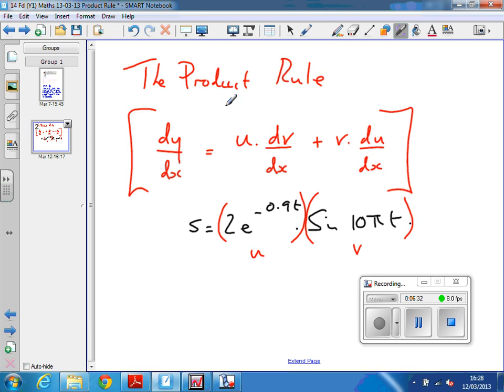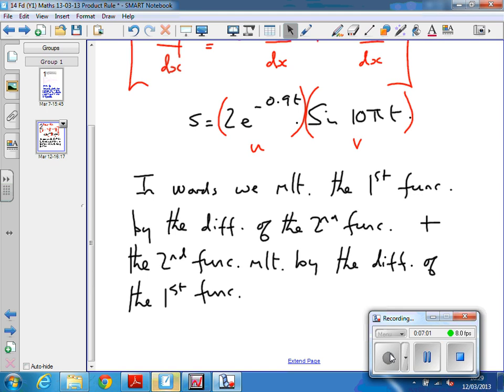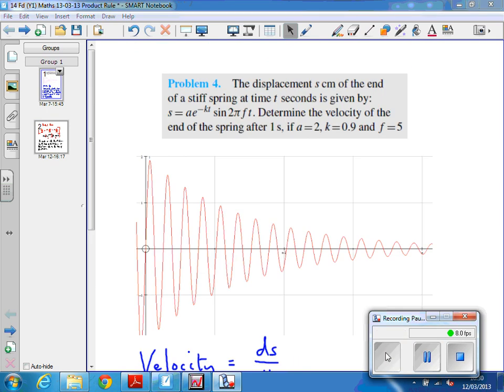In words, we think about this as the first function, so that's 2e to the minus 0.9t, multiplied by the differential of the second function, the differential of v in other words, plus the second function, sine 10 pi t, multiplied by the differential of the first function. So you can think of it like that in words. So we multiply the first function by the differential of the second function, and we add the second function multiplied by the differential of the first function. And it's worth trying to remember it like that.